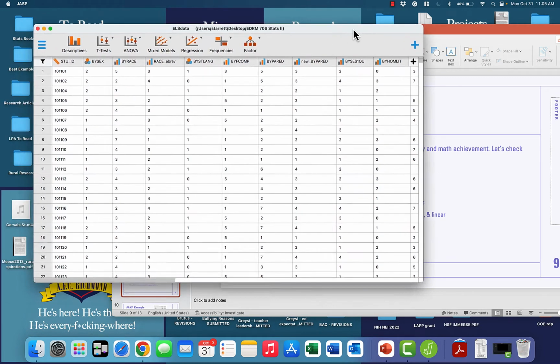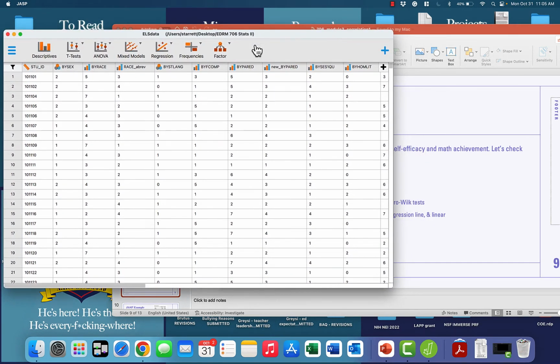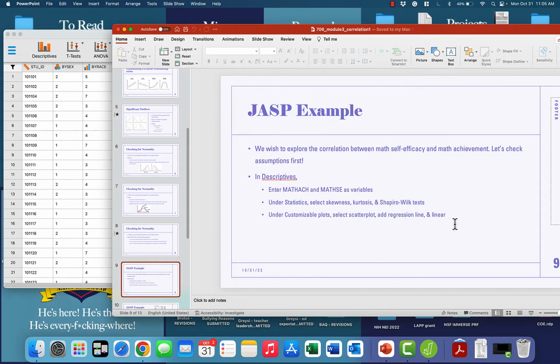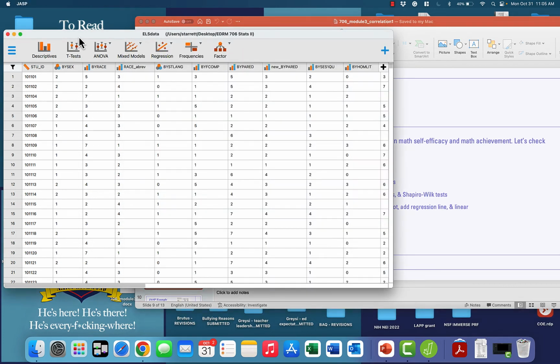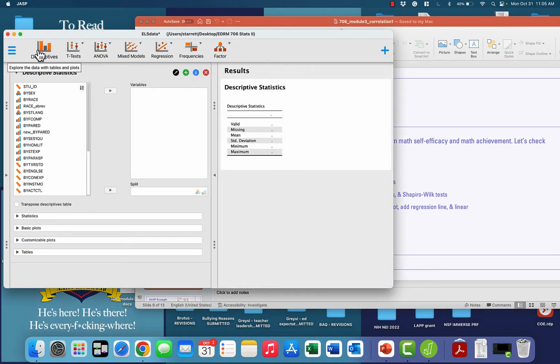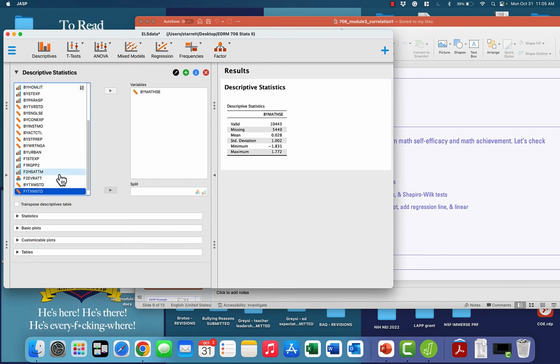Okay, I have pulled up ELS data in JASP. And the first thing we want to do is explore a relationship between math achievement scores and math self-efficacy. So let's go into descriptives and let's put our base year math self-efficacy in and our base year math achievement in.